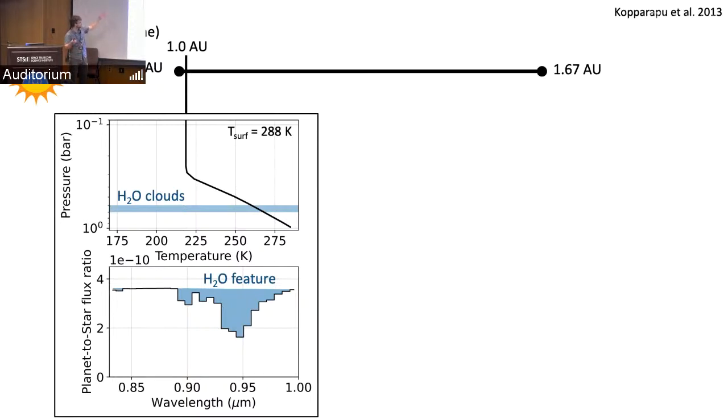Here's something like the surface temperature and temperature structure of a habitable planet at 1 AU. We're assuming the same surface temperature as modern Earth, 288 Kelvin. The top plot is the temperature structure of the atmosphere. It's 288 Kelvin at the surface, and it gets colder as you go up. And there are, of course, water vapor clouds, just like on the modern Earth. On the bottom, we have a reflected light spectrum of this planet. You've got a big water vapor feature, which I just talked about detecting.